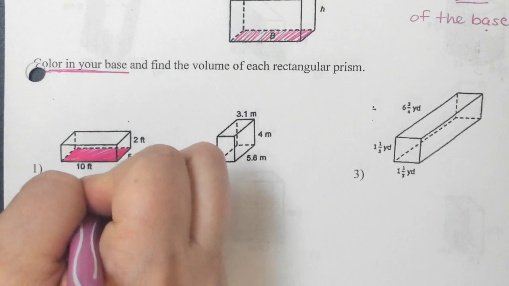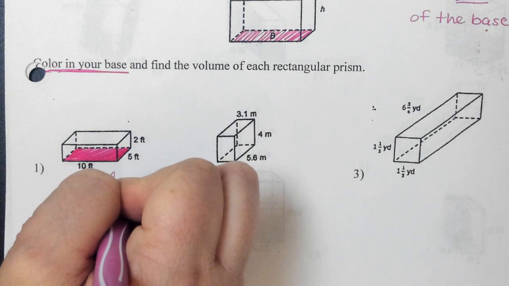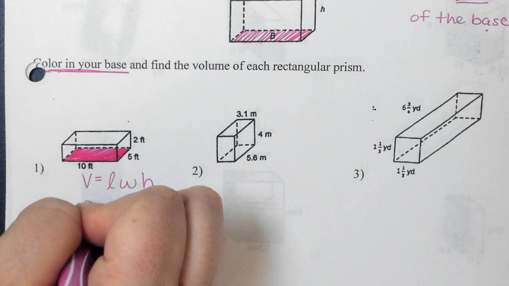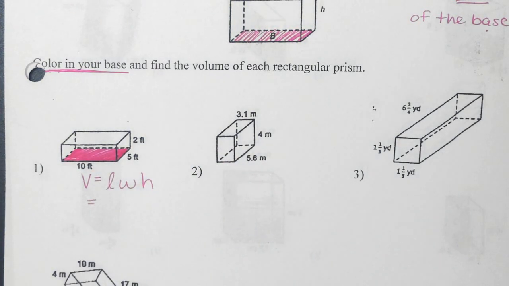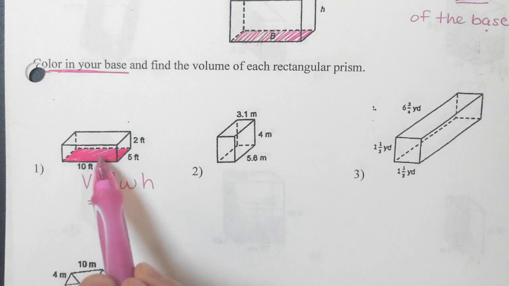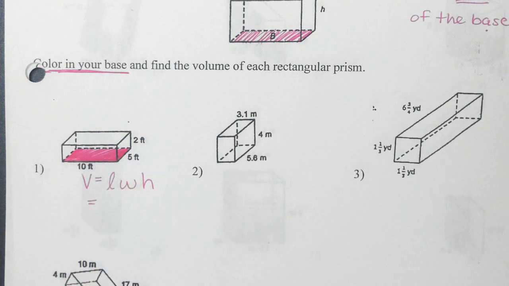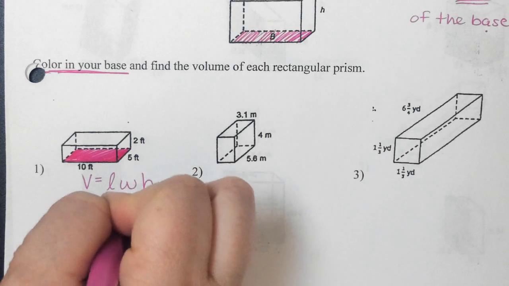So let's start off with that formula. What's our formula? V equals length, width, and height. Now what's important here? Whatever we shaded has to be our length and width. So what numbers have to be my length and width for what Parker chose to shade? What do I have to choose for my length and width? Addison? 10 and 5.